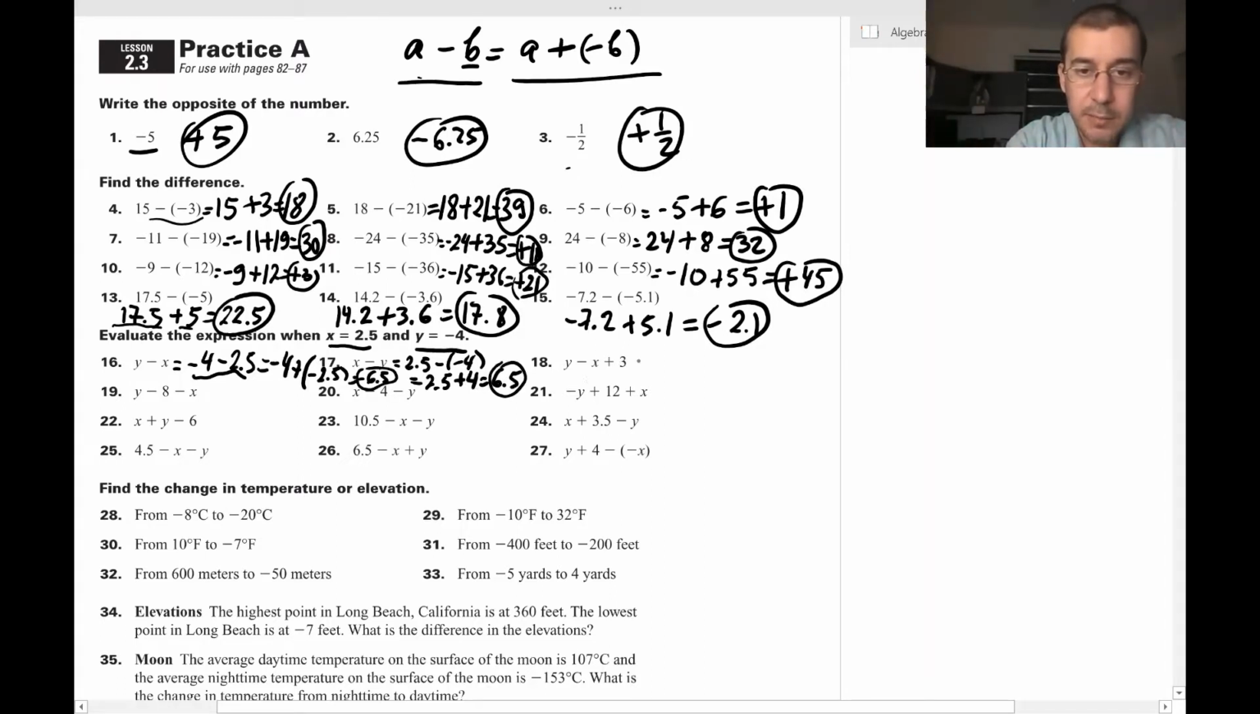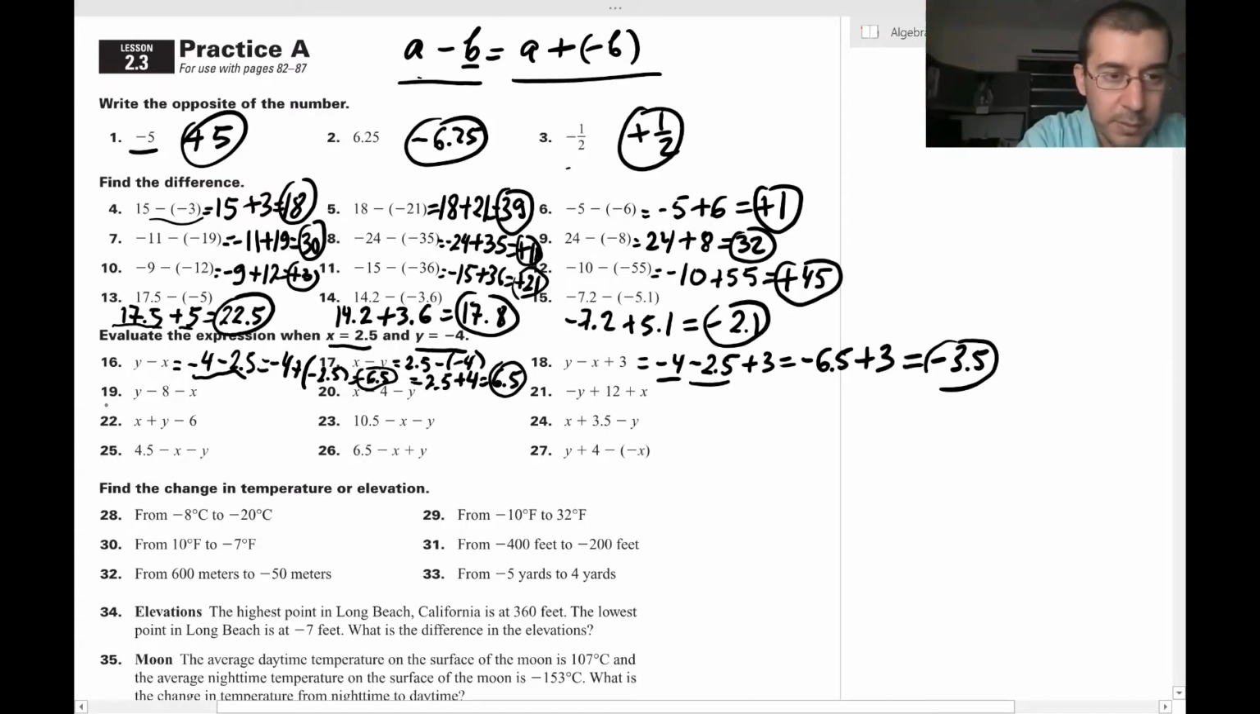Number 18, we have y, which is -4, minus x is 2.5, plus 3. Let's add up first the two negative numbers. So -4 and minus 2.5 is -6.5, and then plus 3. 6.5 is larger, so minus, 6.5 minus 3 is 3.5. Number 19, y, which is -4, then -8, then minus x is 2.5.